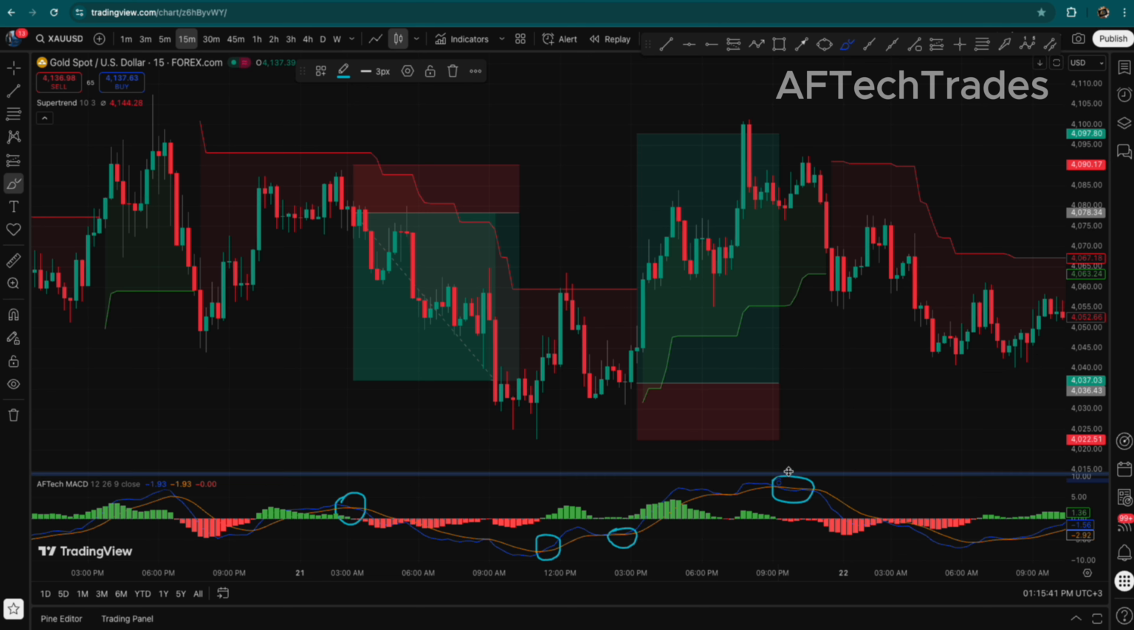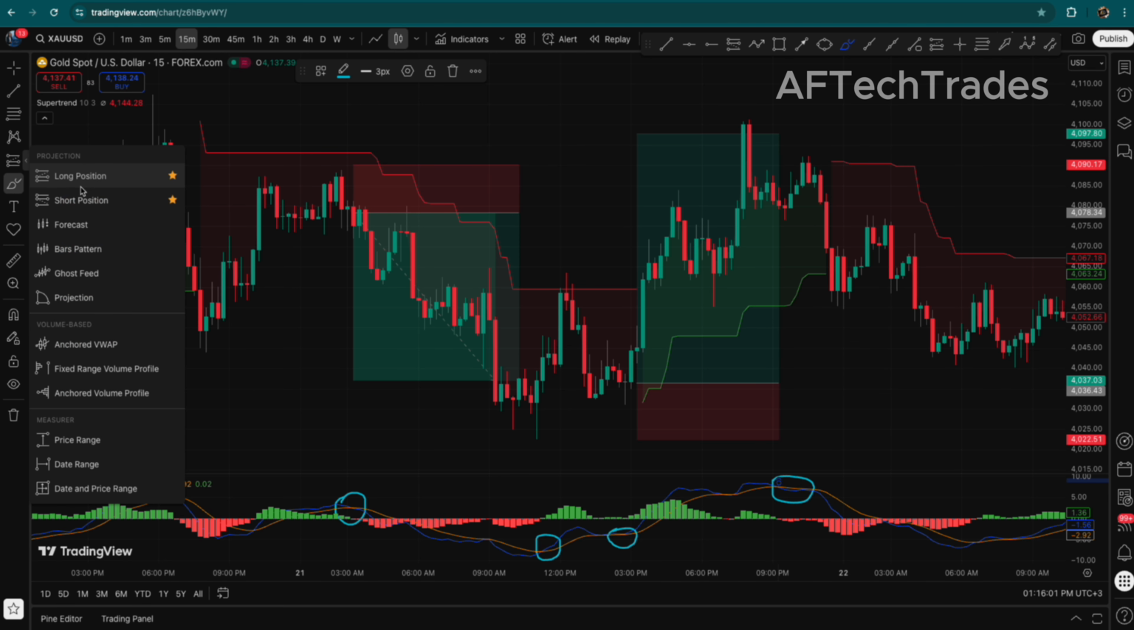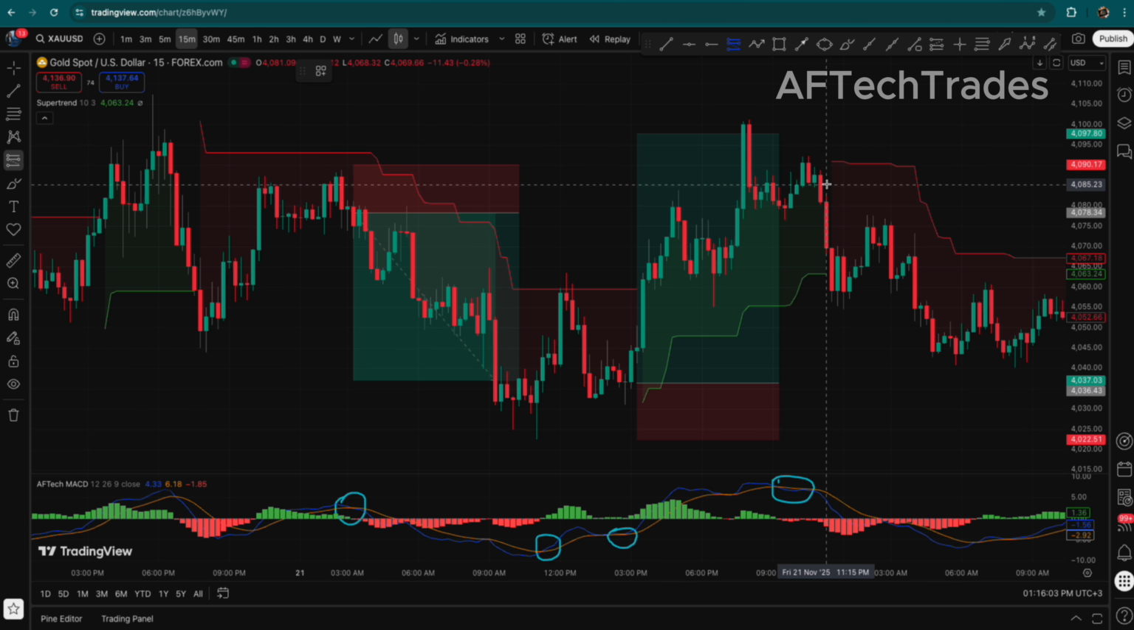We are not entering this trade here. Why? Because our super trend is still green. You can see the super trend is still green. So we are not entering this trade. Except when our super trend is red and our MACD is also red. So this gives us the criteria to enter this short position.